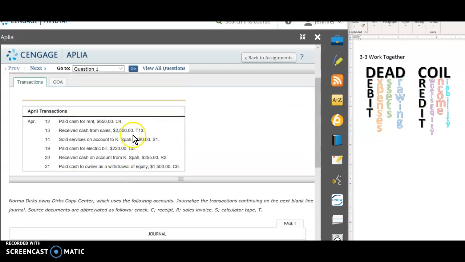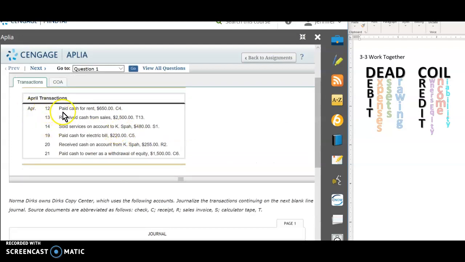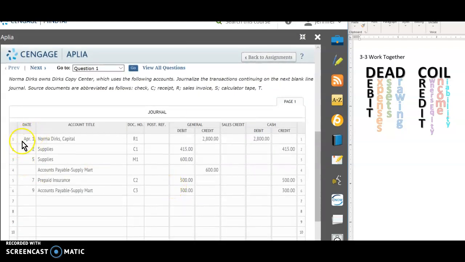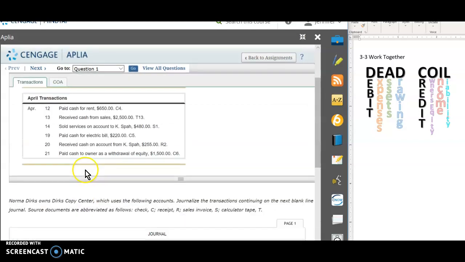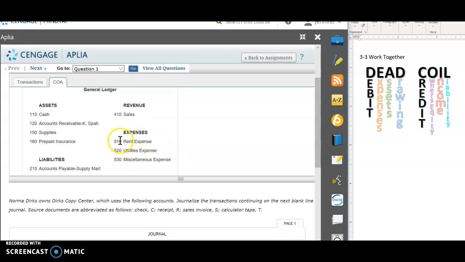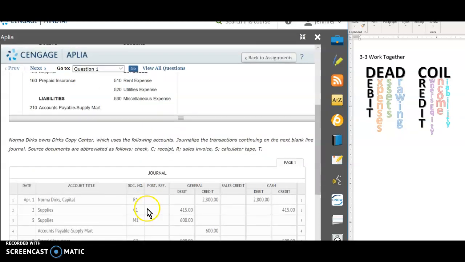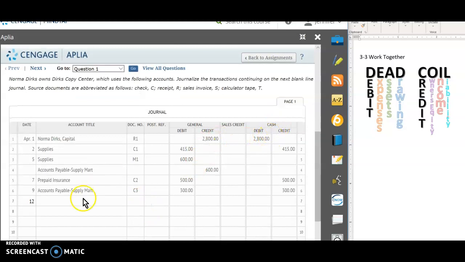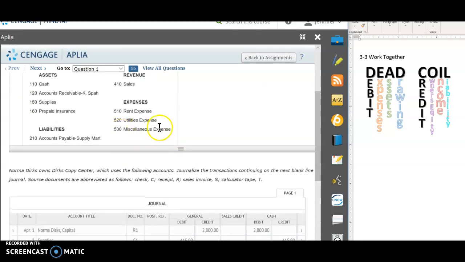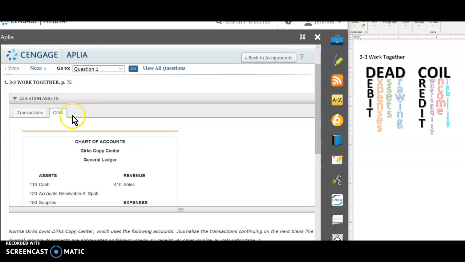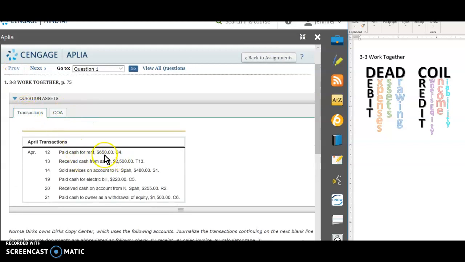All right, our first transaction for today is April 12th. We paid cash for rent, $650. So we come down here, you've already typed April, so all you have to type is the 12th. Paid cash for rent. You can look at your chart of accounts. Our rent is rent expense, and paid cash is going to be cash. So our account title is going to be rent expense. Paid cash means cash is going down, and it is going down by $650.